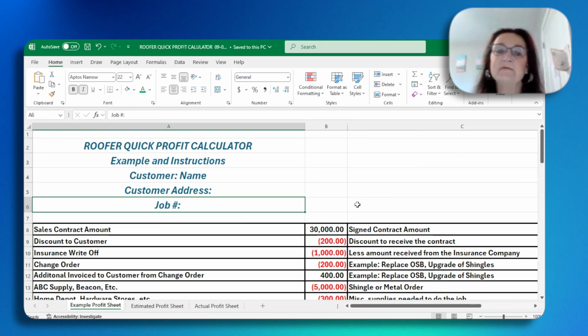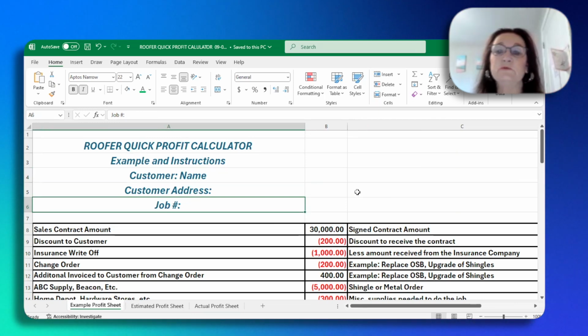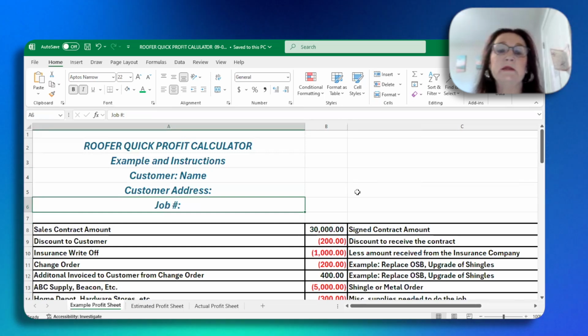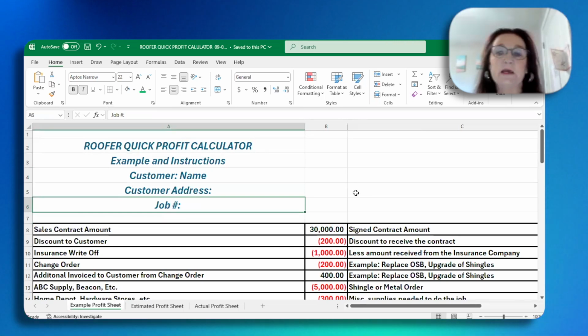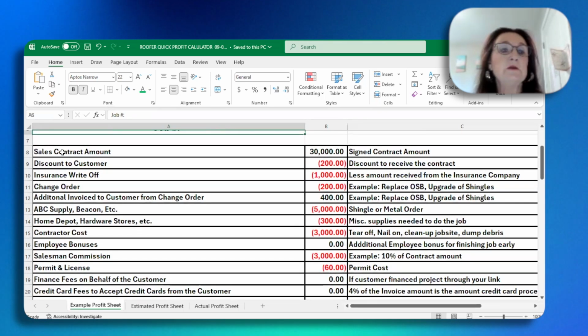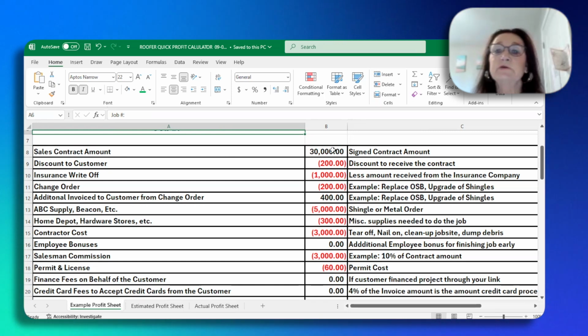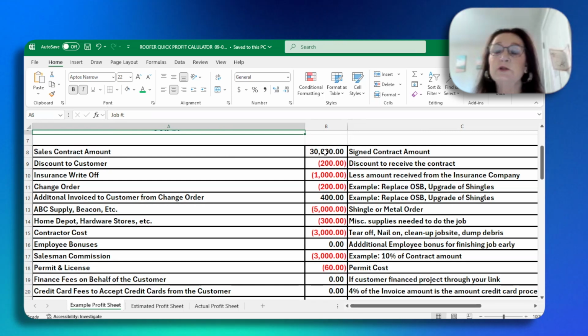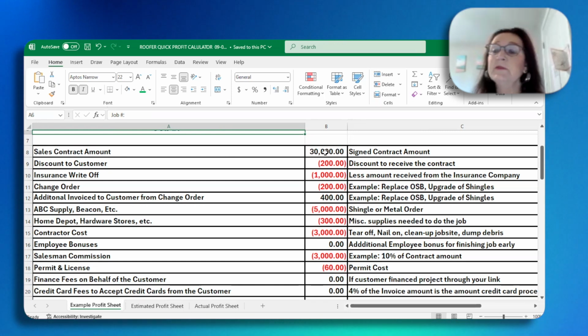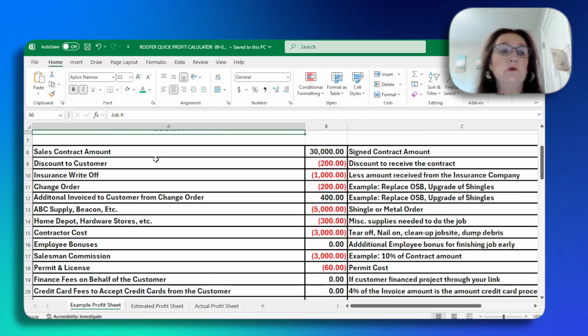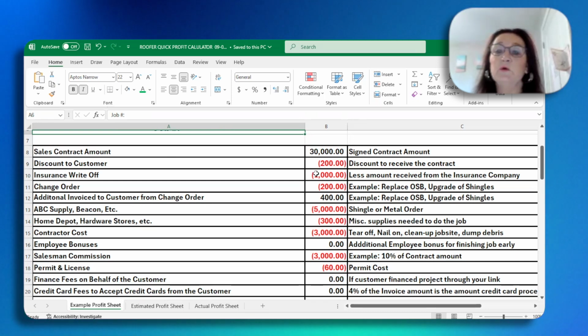I always like to have a job number for each job, even if it's for one general contractor or realty company or anything like that, okay? But here's what we're gonna do. Your sales contract amount, you're just gonna put in what you are planning on giving the customer as a quote on this, any discounts that you are giving to the customer, any insurance write-offs that you want to give.